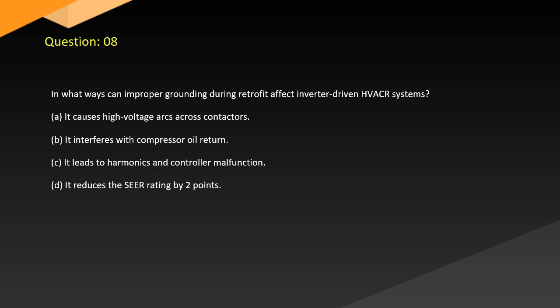Question 8. In what ways can improper grounding during retrofit affect inverter-driven HVACR systems? A. It causes high-voltage arcs across contactors. B. It interferes with compressor oil return. C. It leads to harmonics and controller malfunction. D. It reduces the SEER rating by 2 points.